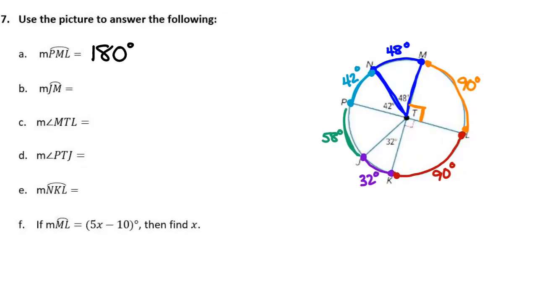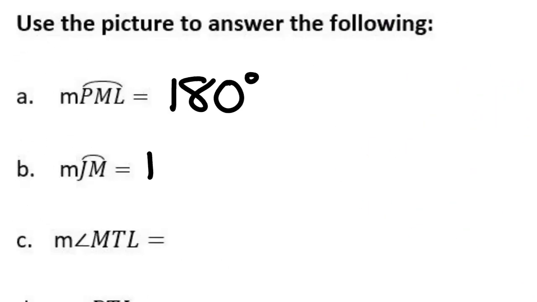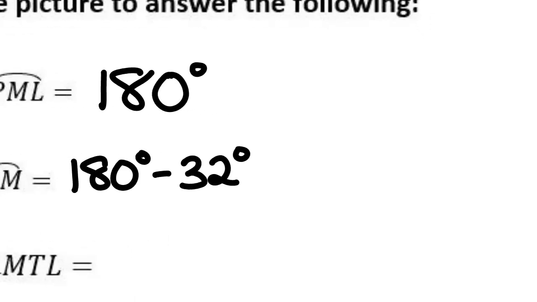All right, arc JM. From J around to M. How are we going to find that? 180 minus 32. It's half my circle minus that little 32 degree arc. Or I could do what? If I didn't want to subtract, I could add those three, 58 plus 42 plus 48. I can do it either way. I'm going to get the same answer. What do we get for this arc? 148.